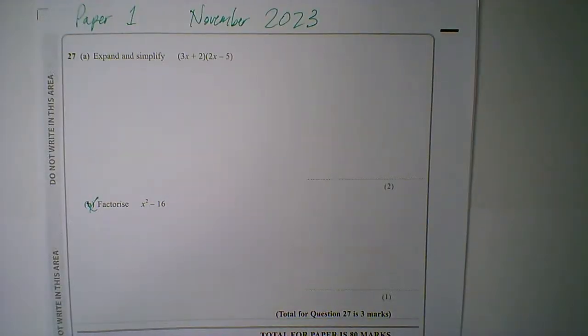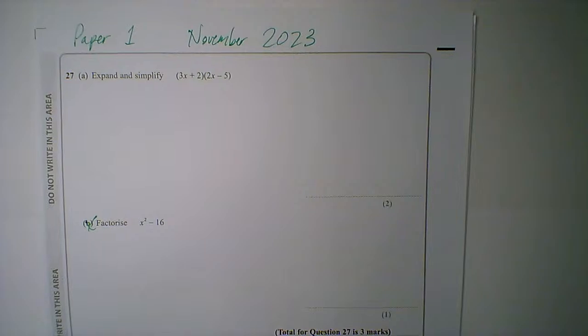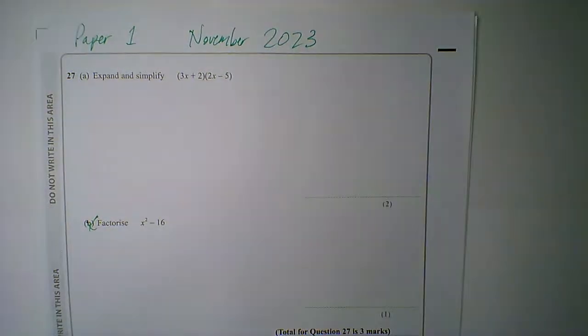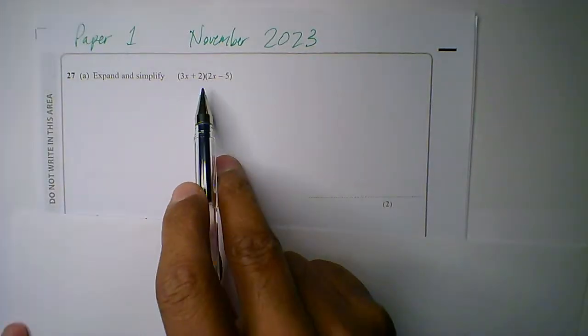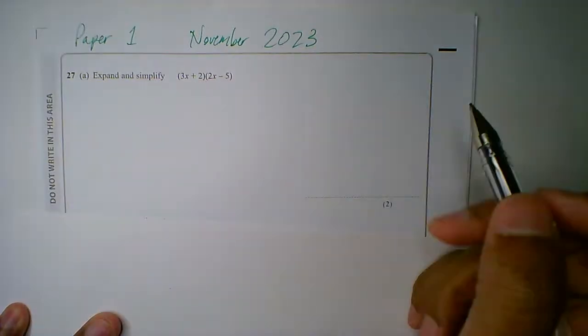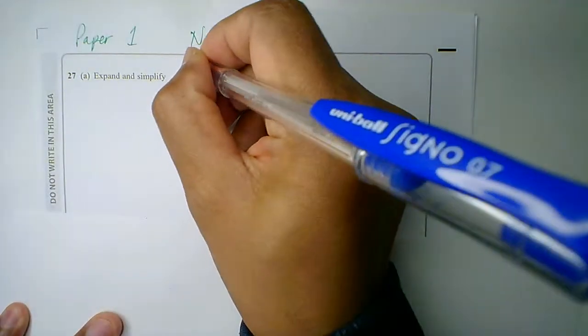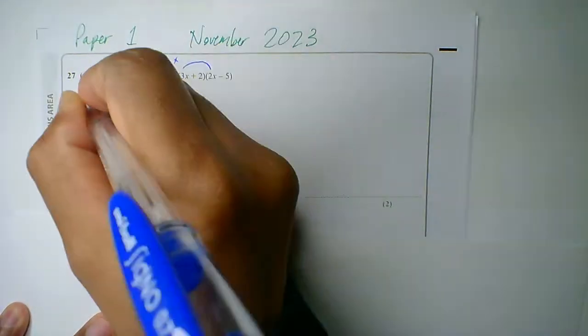Okay, so this is now from paper 1, November 2023. Press pause and have a go. If you're stuck or when you're ready, press play for the answer. So again, similar to the last question, we've got double brackets. So that means this 3x is going to be multiplying the 2x.